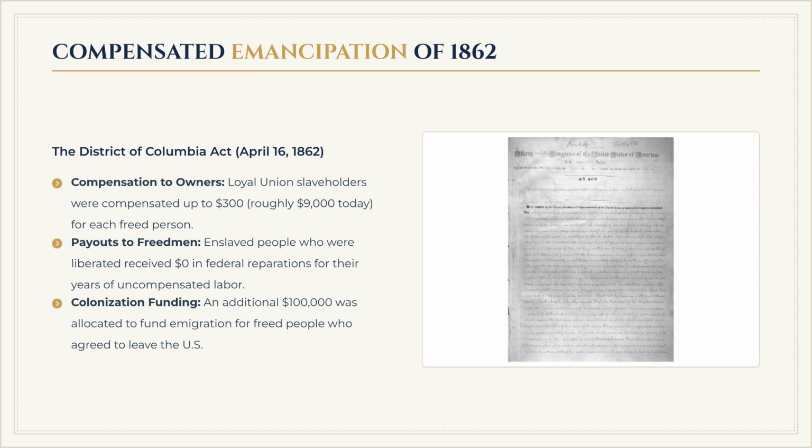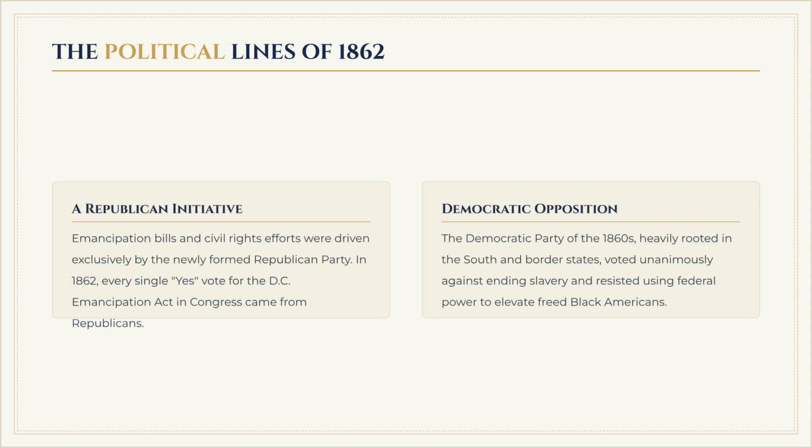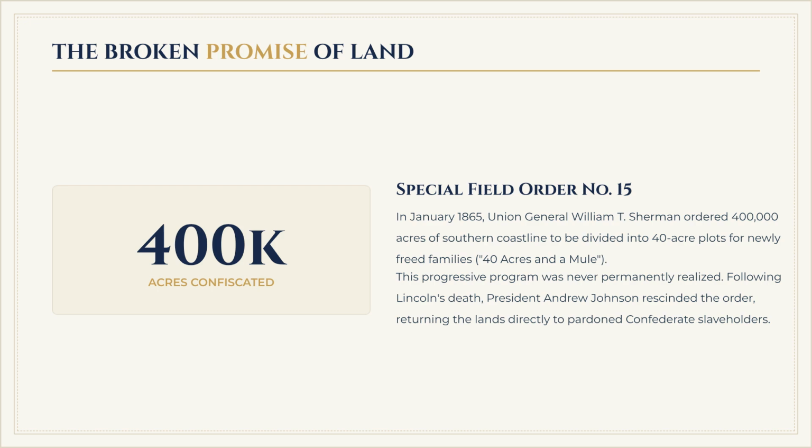While it provided compensation to loyal Union slaveholders, freed people received no reparations, and funds were even diverted to support immigration efforts. These policies reflected the political divide of 1862. Emancipation and civil rights initiatives were championed by the newly formed Republican Party, while the Democratic Party consistently opposed these measures. The promise of land was also short-lived.